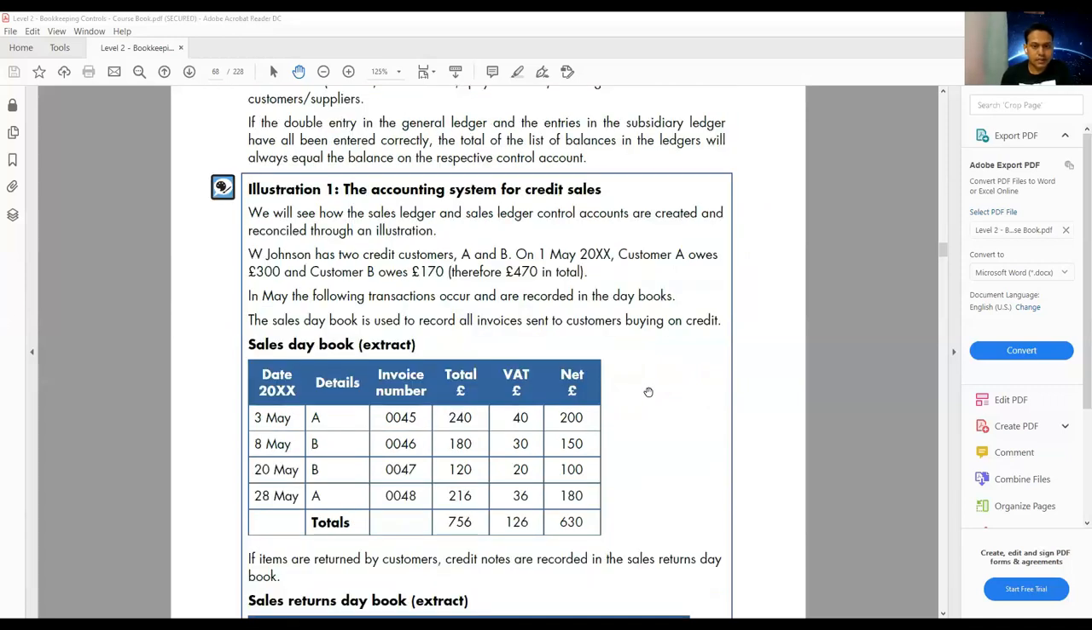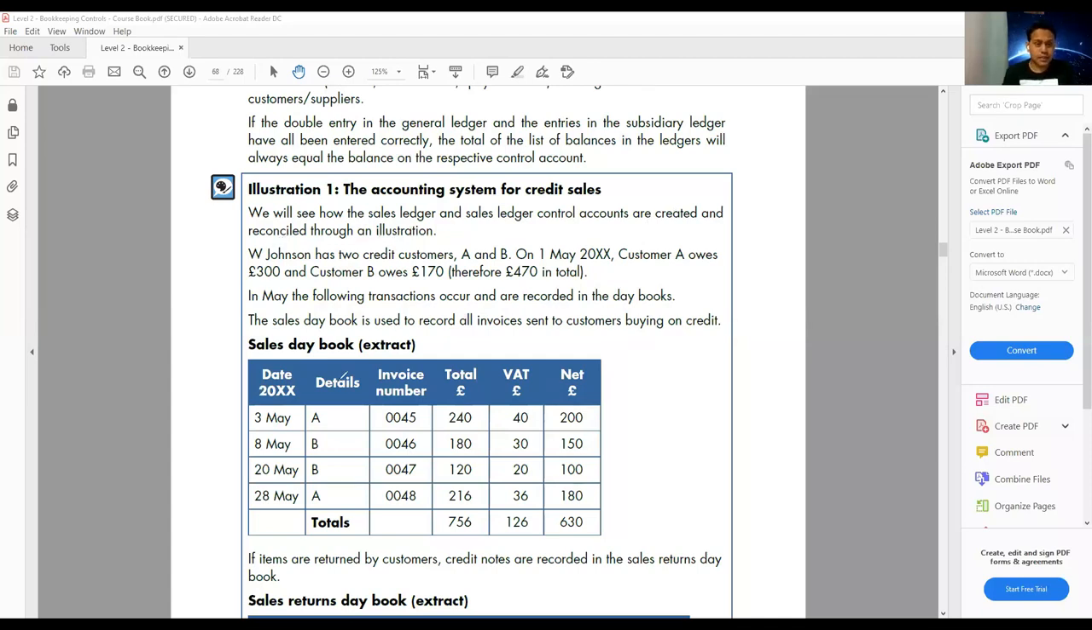Okay, so there is an example here. Let's look at the example. Illustration number one. In this illustration, they say the accounting system for credit sale. We will see how the sales ledger and the sales ledger control are created and reconciled through an illustration.